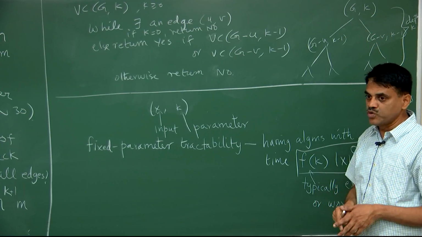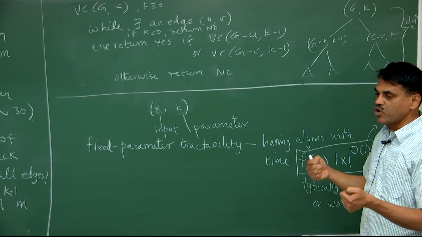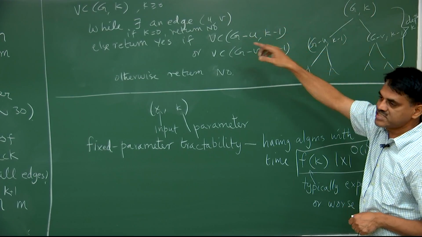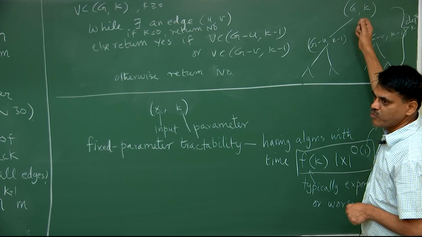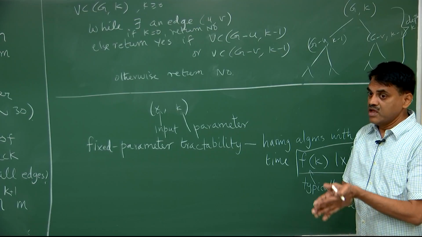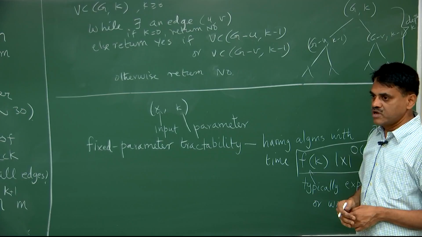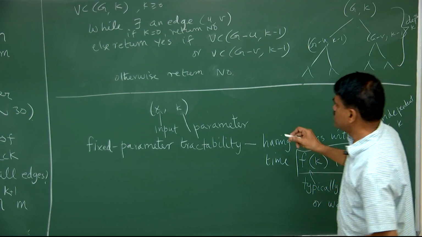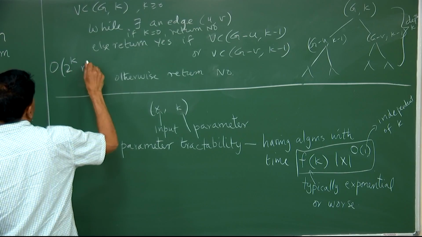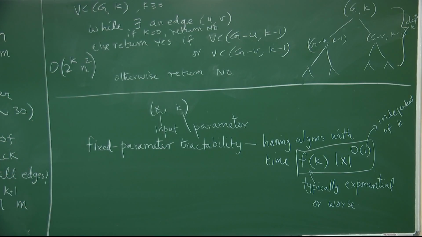Branching factor is 2. So the number of leaves in this is 2 power k, and in each node I am spending polynomial time. It's just about finding whether there is an edge in the graph, and then deleting a vertex and all that. So the number of recursive problems I have is 2 power k, and in each of these nodes of the recursion I am spending polynomial time. So the overall running time of this algorithm is 2 power k times some n square or something. If you carefully analyze, you can do even as good as n square.